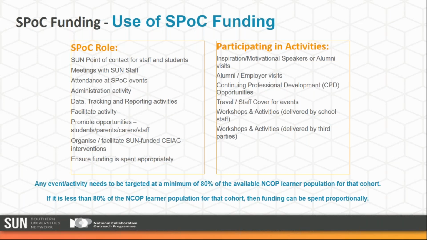As a quick reminder, any event that takes place and you are using the SPoC funding for, there has to be a minimum of 80% of the available NCOP learner population for that cohort that attends. If it's less than 80%, then funding can be spent proportionally.